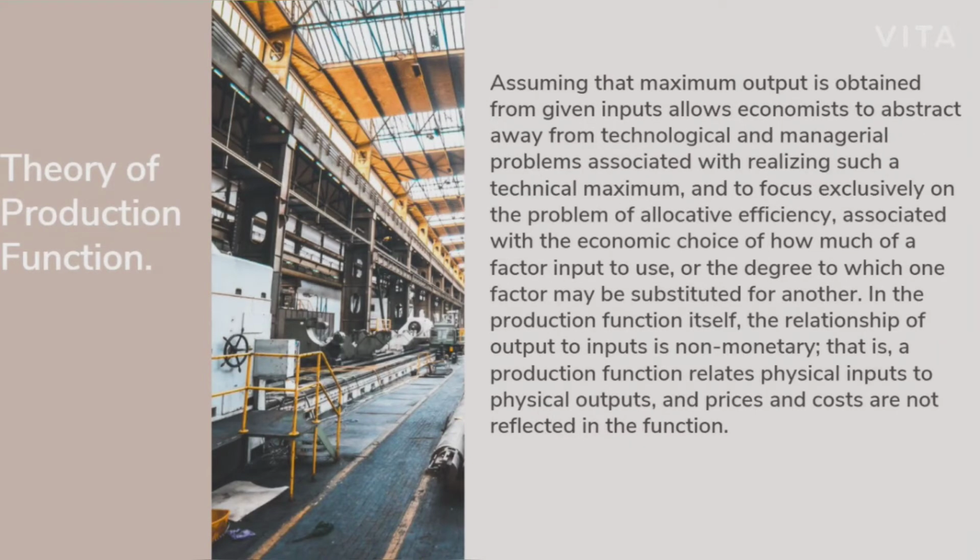Assuming that maximum output is obtained from given inputs allows economists to abstract away from technological and managerial problems associated with realizing such a technical maximum, and to focus exclusively on the problem of allocative efficiency associated with the economic choice of how much of a factor input to use or the degree to which one factor may be substituted for another. In the production function itself, the relationship of output to inputs is non-monetary. That is, a production function relates physical inputs to physical outputs, and prices and costs are not reflected in the function.